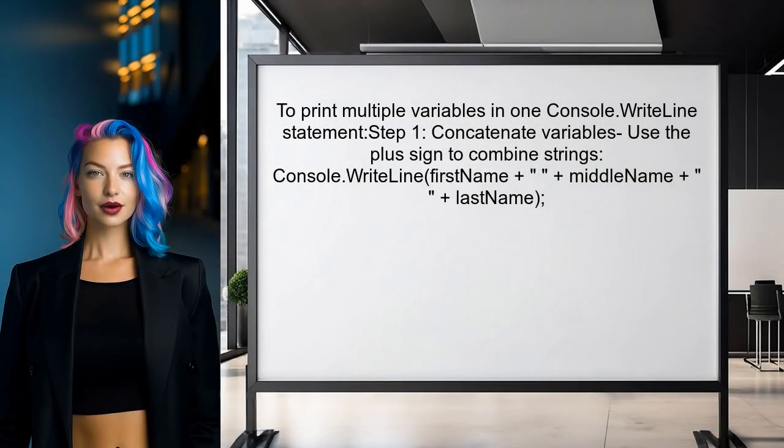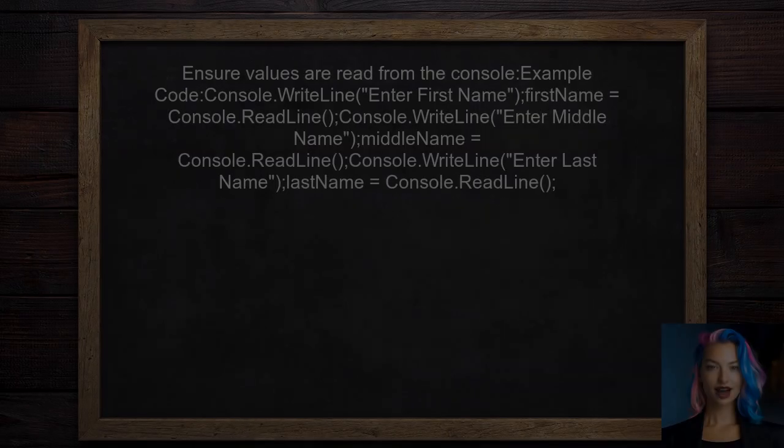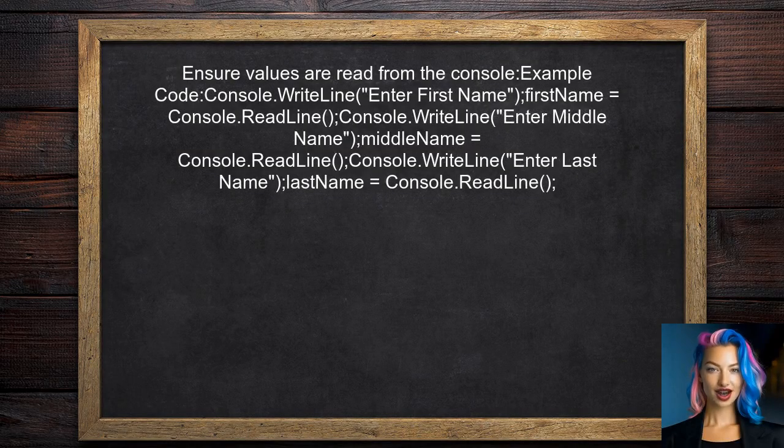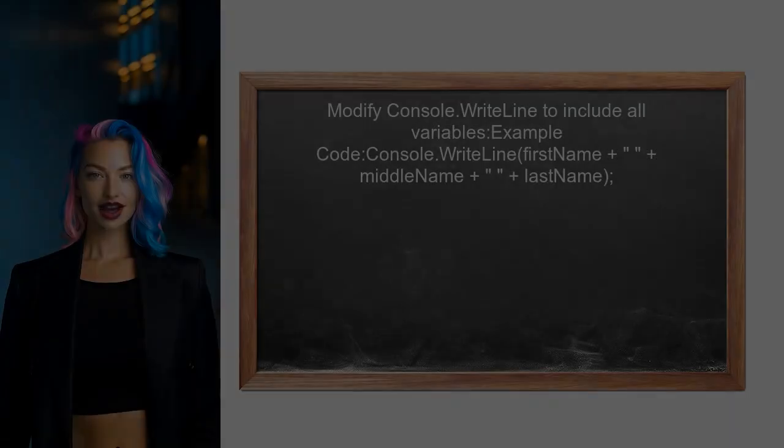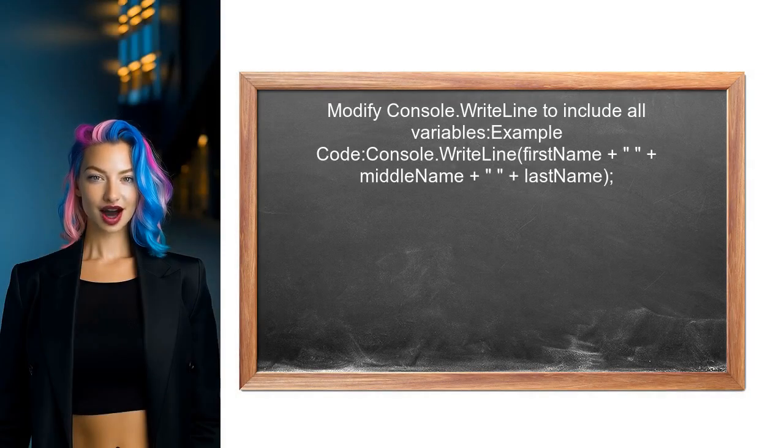To print the values of multiple variables in one Console.WriteLine statement, the user can concatenate the variables into a single string. This can be done using the plus sign. First, the user needs to ensure that they have read the values of first name, middle name, and last name from the console. This has already been done in the provided code. Next, the user can modify the existing Console.WriteLine statement to include all 3 variables in one line. This will create a formatted output.